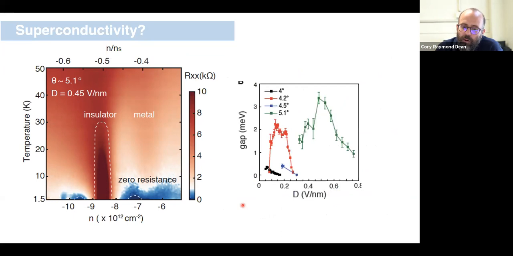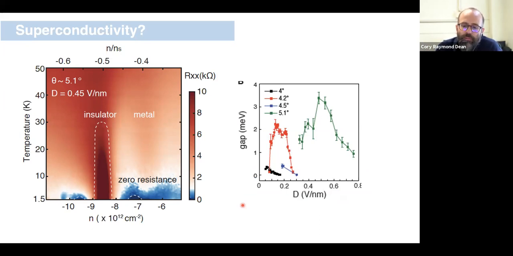One thing I'll note is that where we do observe the zero resistance pocket, which may or may not be a superconducting state, we see that in this device and another one I'm not showing data from, which is at angles near 5 degrees, more so than at smaller twist angles.